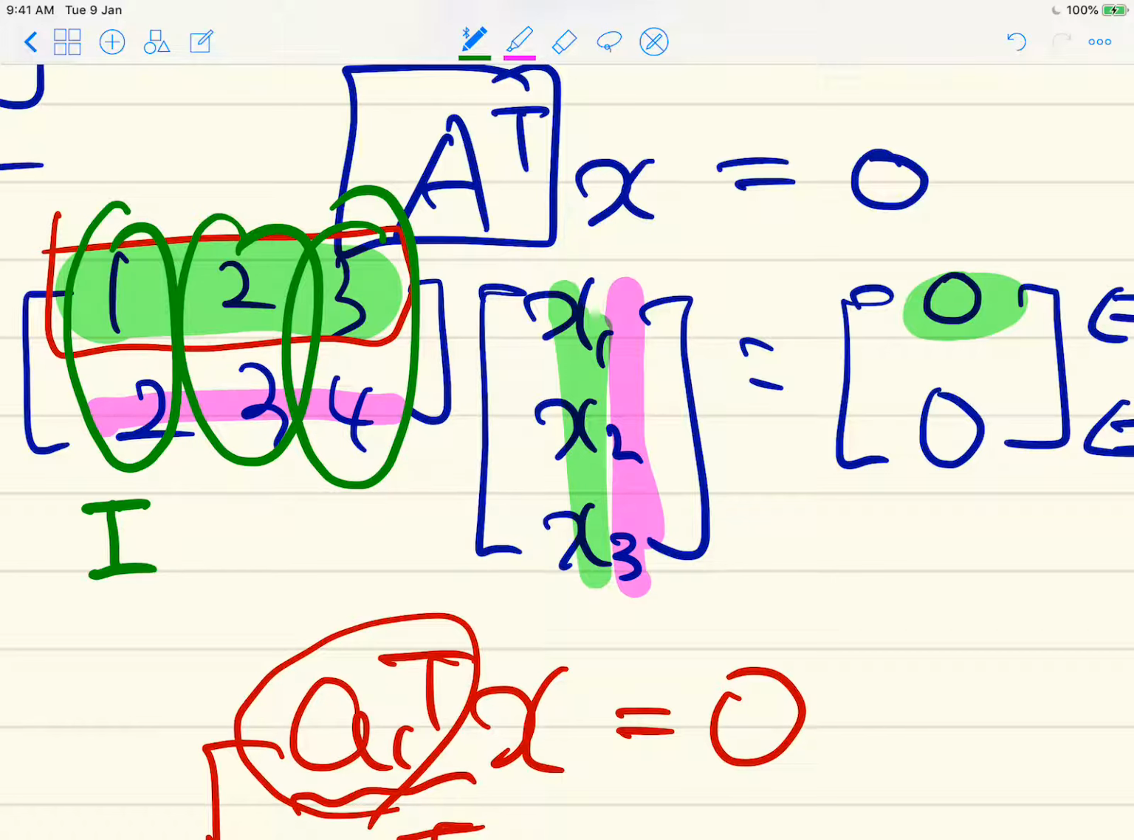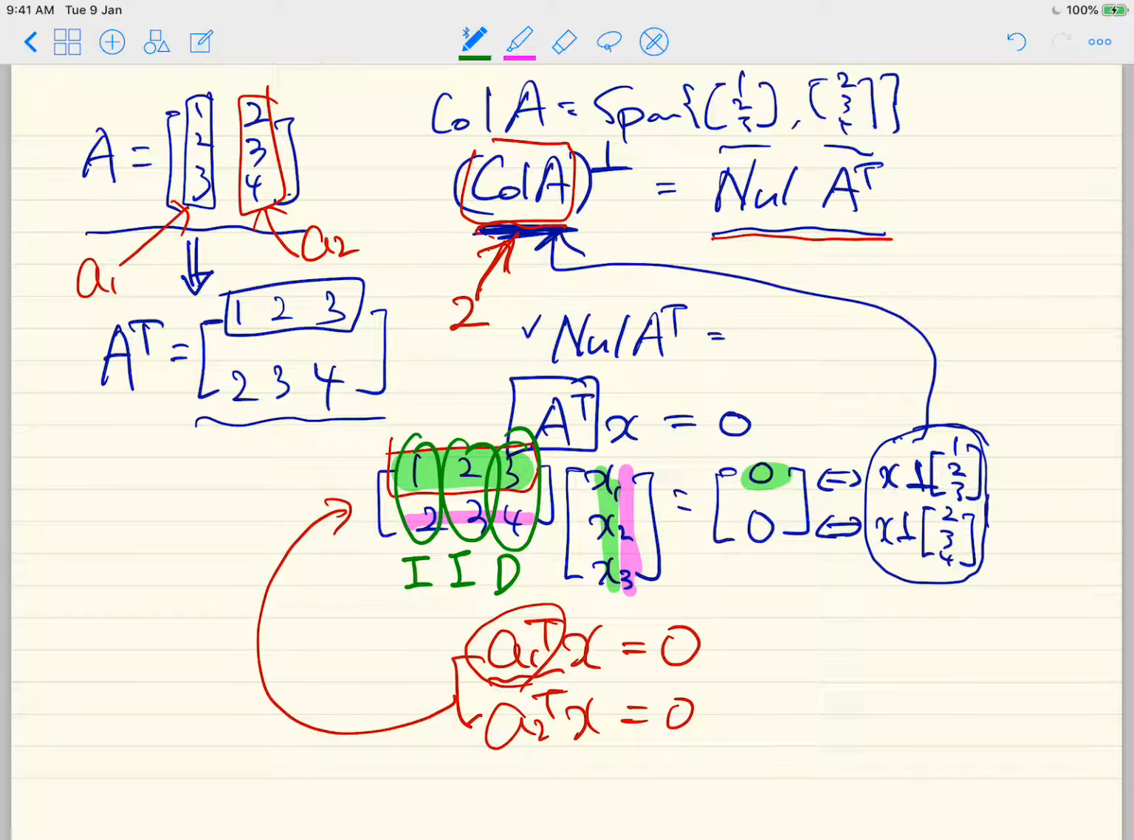So what's the dimensionality of the null space? The first one is linearly independent. The second one is linearly independent. So the third one should be a linearly dependent one. So we have one free variable, and so the dimensionality of the null space will be 1, right? So this guy, the dimensionality will be 1.